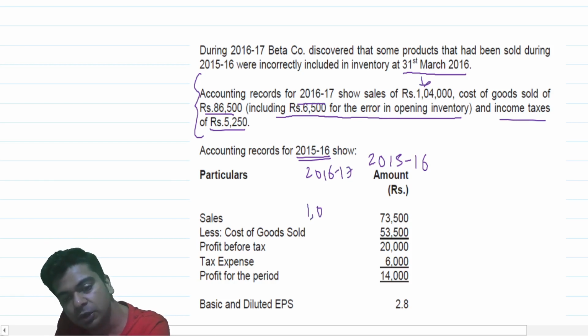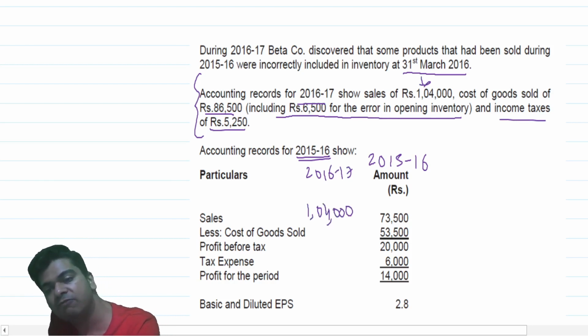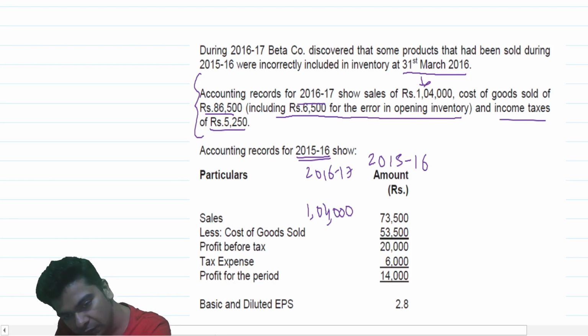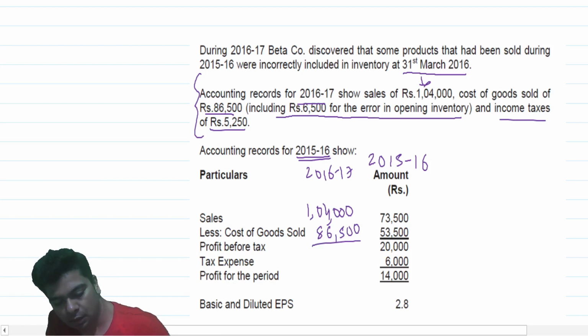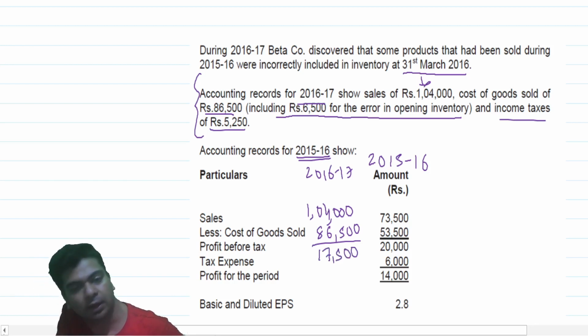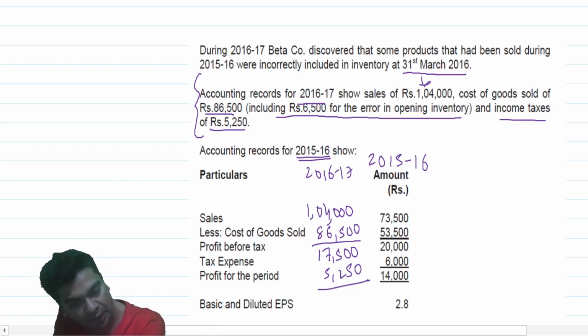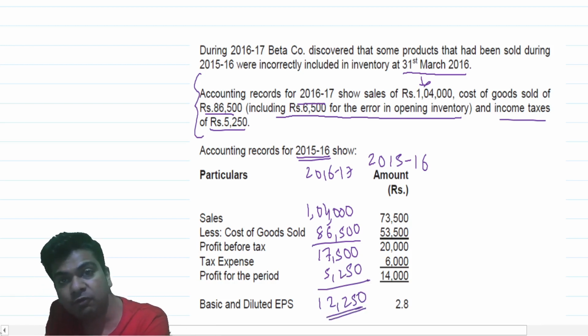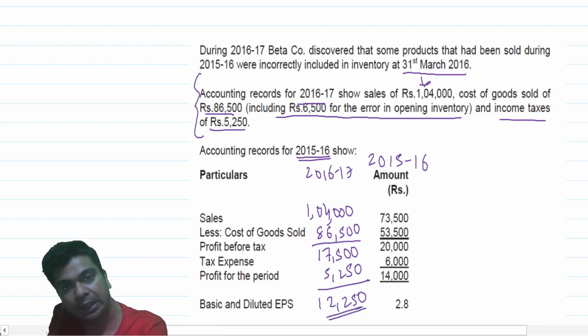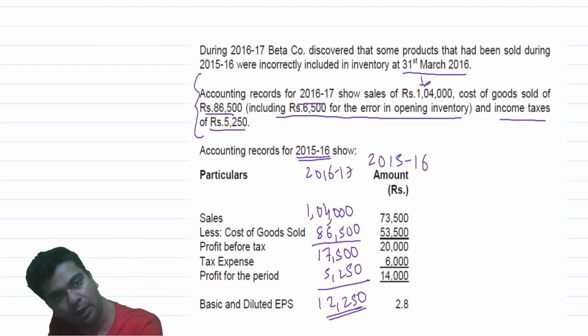Now this table was not given, so I'm just preparing it. Sales 1,04,000. Cost of goods sold right now is 86,500. I take 1,04,000 and from that I deduct 86,500. I'm getting this as 17,500. Tax they are saying is 5,250. From that I deduct 5,250. That means right now the profit is 12,250. Profit of 12,250 is considering the error which had been committed in the previous year.